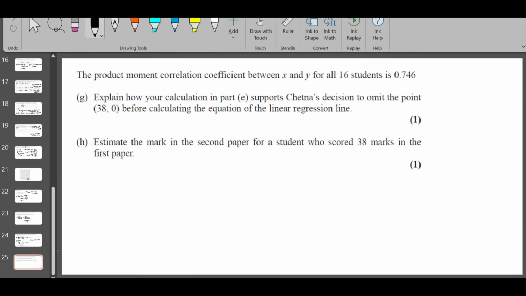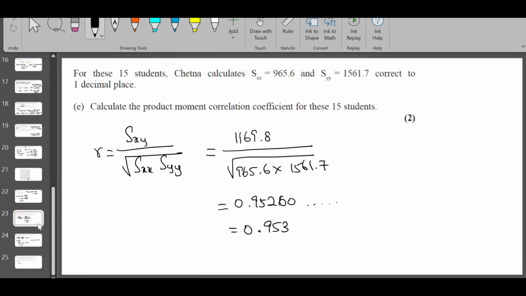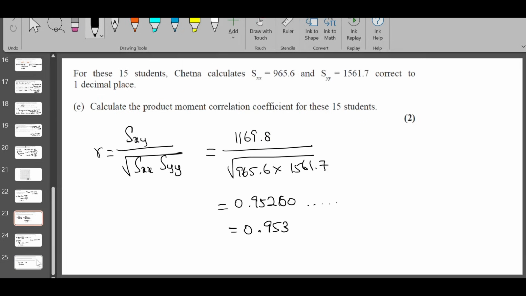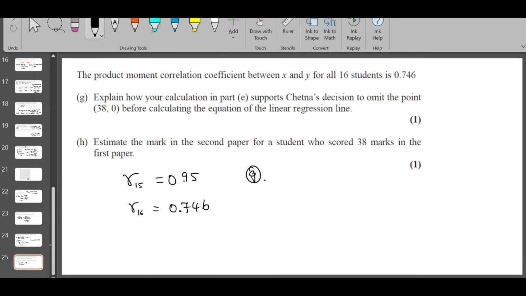The product moment correlation coefficient for x and y, we have already calculated r for 15 students. Here 0.953. But for the 16 students it was calculated and they got 0.746. Part G, explain how your calculation in part E, the PMCC, supports Chestnut's decision to omit the point before calculating the equation of the regression line.